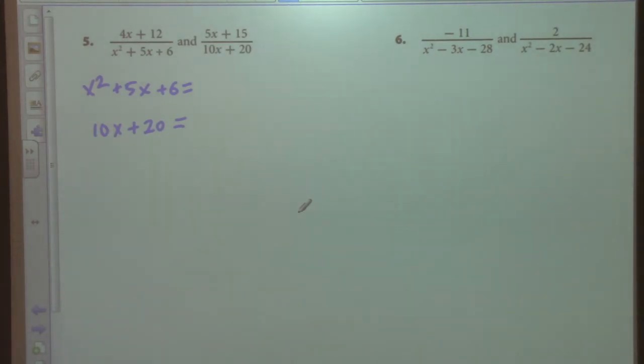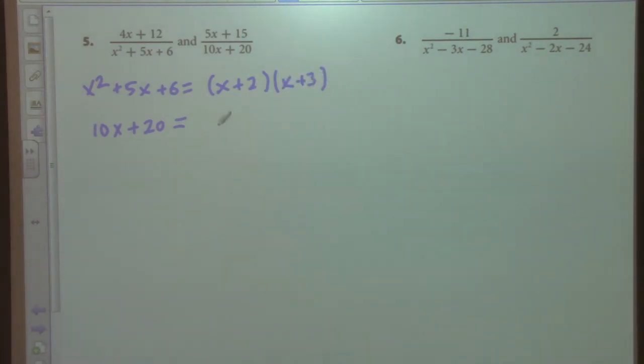Okay, so far I did the x squared minus 3x minus 28. Oh wait, which one are we doing? 5? Okay, I was working on 6, ignore that part. So for the x squared plus 5x plus 6, we're supposed to factor them, right? Yes. Okay, so I got parentheses x plus 2 close parentheses, and then parentheses x plus 3 close parentheses. Like this? Yeah.